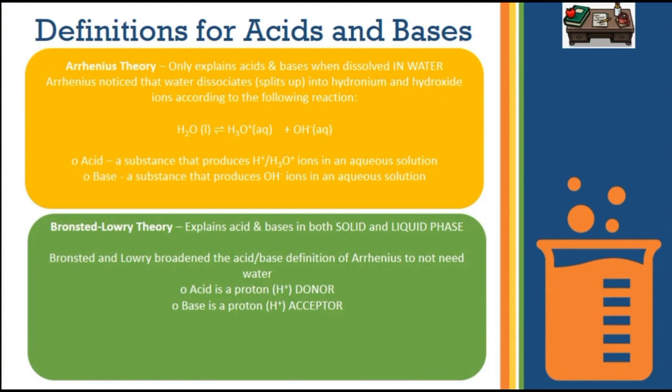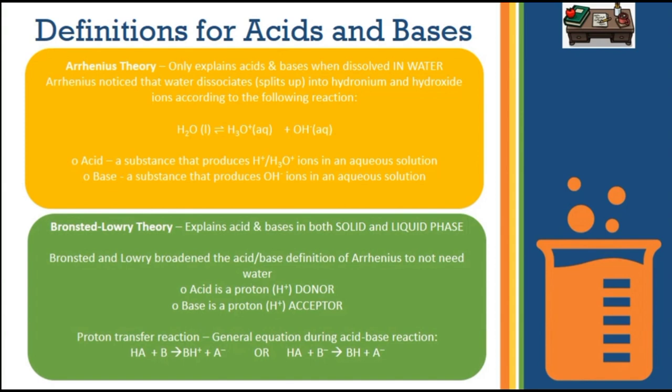In other words, it gives an H plus ion away. And a base is a proton acceptor. Have you got those points? Lowry-Bronsted, an acid is a proton donor. A base is a proton acceptor. Very, very important. And so the whole process of proton transfer is seen in the equation shown below. Okay, those are just hypothetical equations.